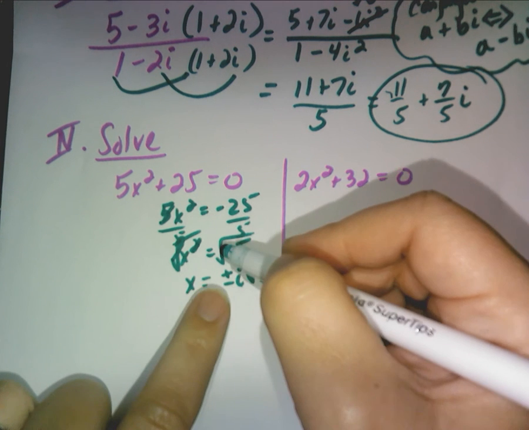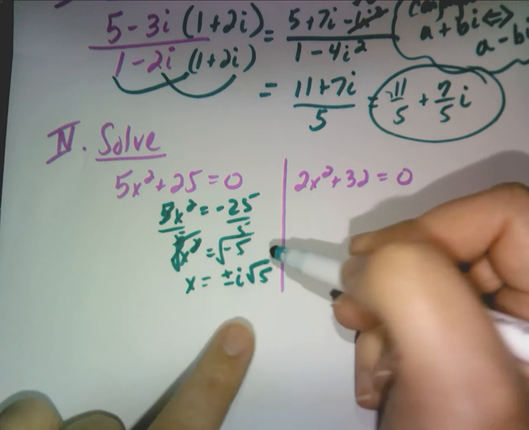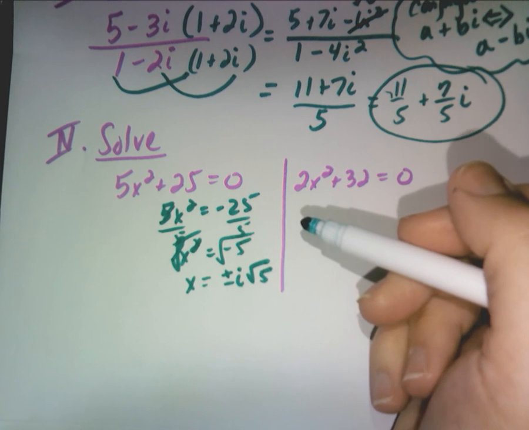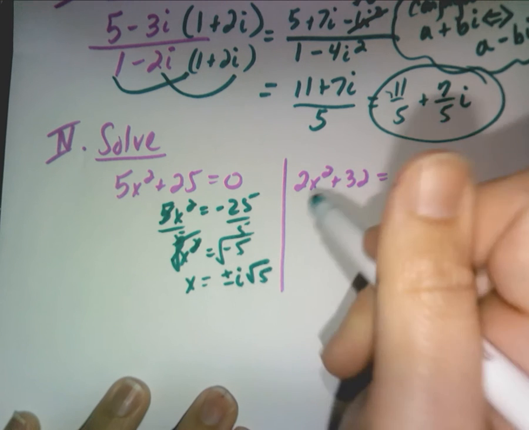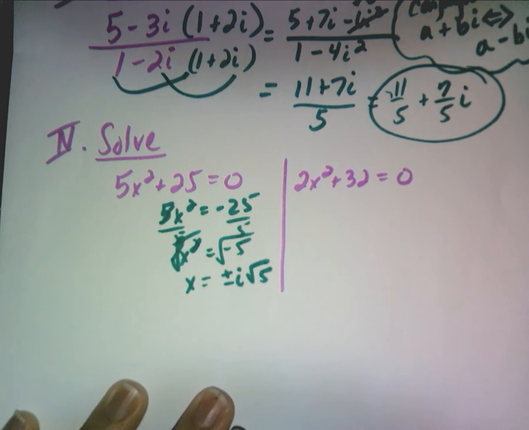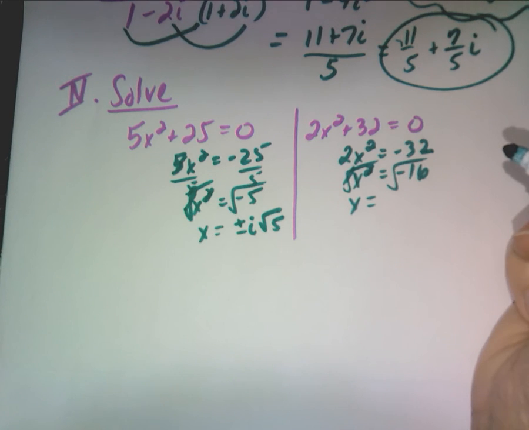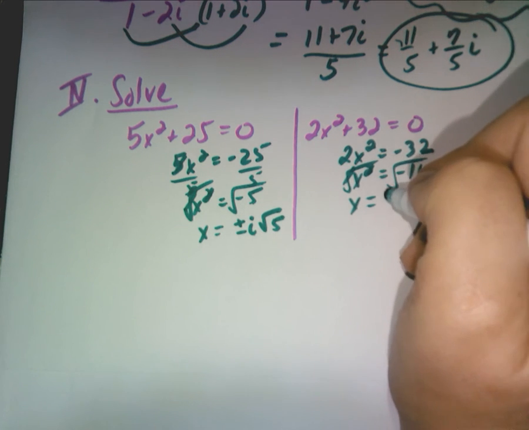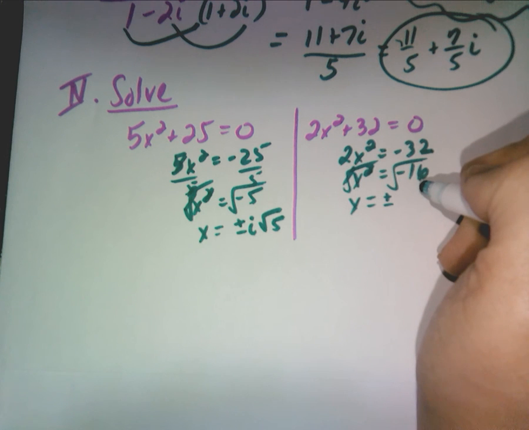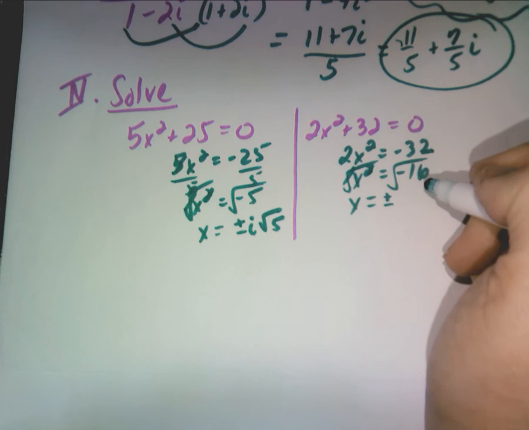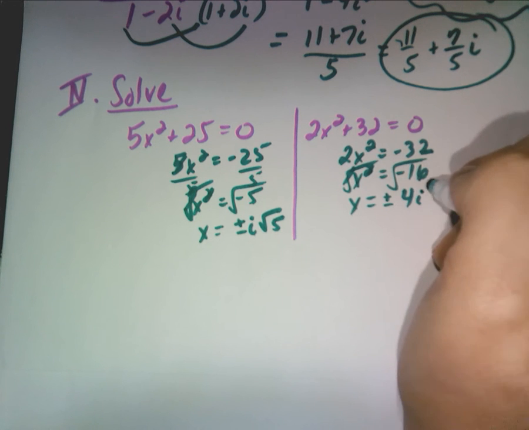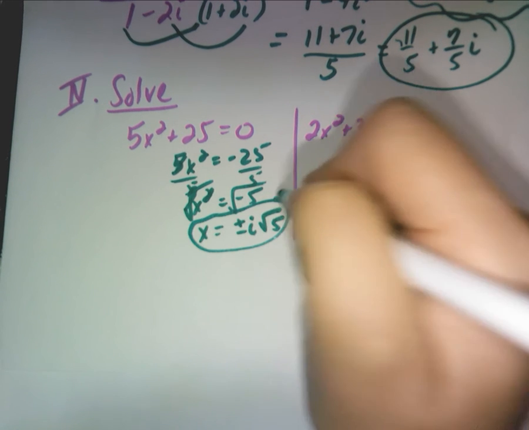If this was -25, then you could actually write it as what? 5i, plus or minus 5i, okay? So try this one real quick. x equals, what do I always have to write here? Plus or minus. And what's the square root of 16? 4. And what's the square root of negative? i, 4i, plus or minus 4i. Was that hard? Right? You can do that.